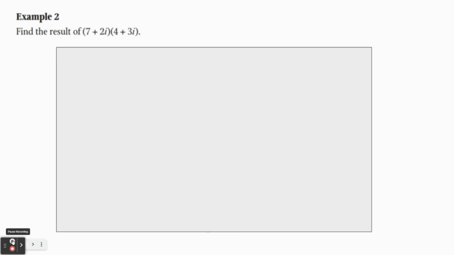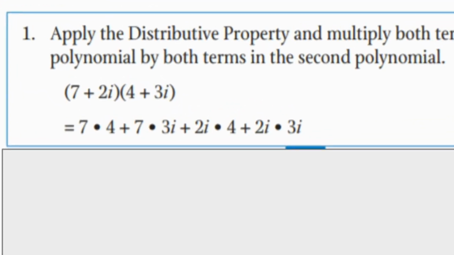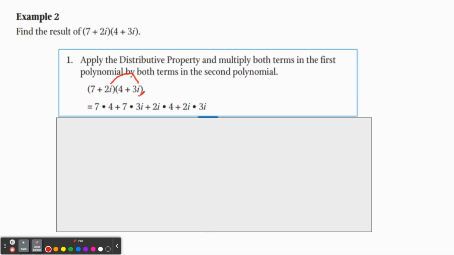Example 2 says find the result of 7 plus 2i and then 4 plus 3i. We are going to do double distribution here. So notice we're going to do 4 times 7. That'll create our first term. We're going to do 7 times 3i, and then we're done distributing the 7. Then we move on to the 2i. 2i times 4, and then we're going to go 2i times the 3i. Remember, i times i will get you that i squared, and we'll have to simplify that.